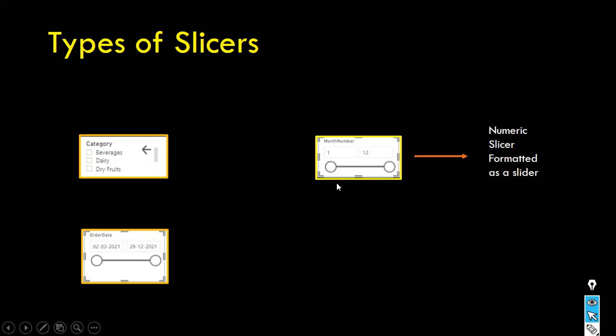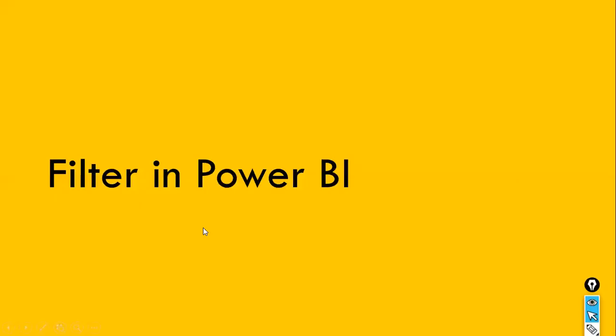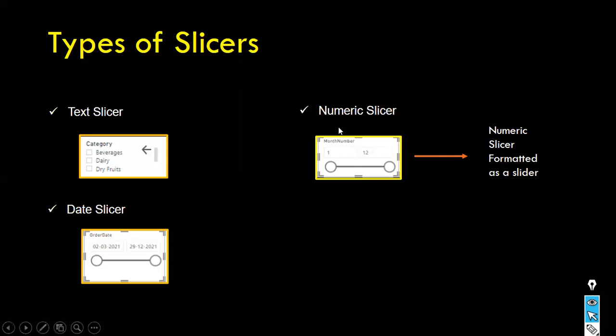The numeric slicer is available only in Power BI Desktop. It is not available in the cloud, so you cannot use it there. Then you have the relative date slicer, and the relative time slicer is also available. Responsive resizable slicers, hierarchy slicers and multiple fields are also possible. The most commonly used are the text slicer, numeric slicer and date slicer.